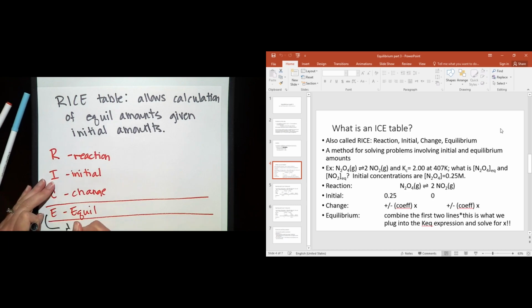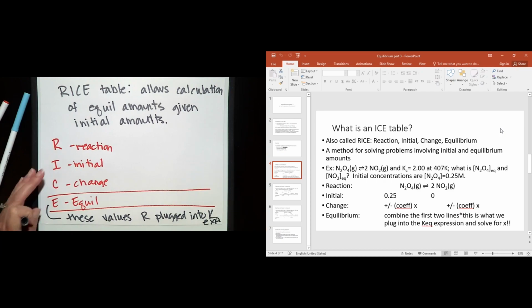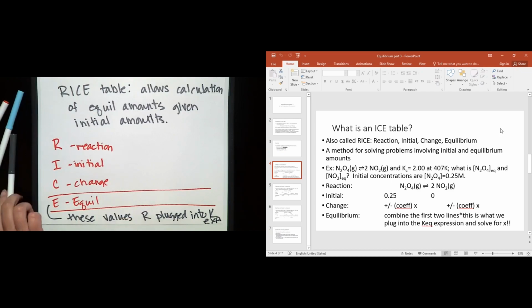These values, either equations or numbers, are plugged into the K expression. Sorry, I'm running out of room a little bit there. But we have to get to that line using all these other pieces. So let's see what that looks like.